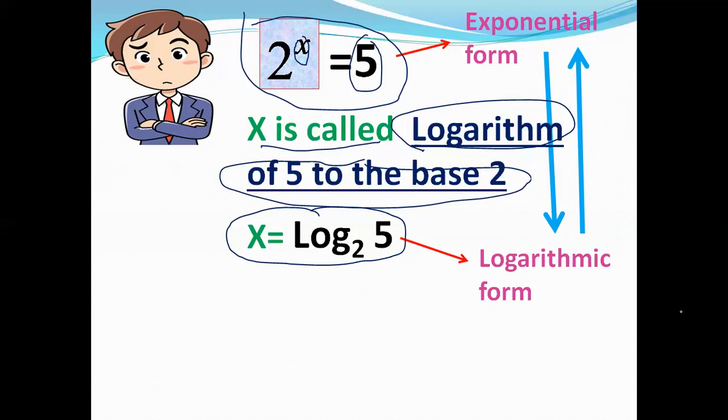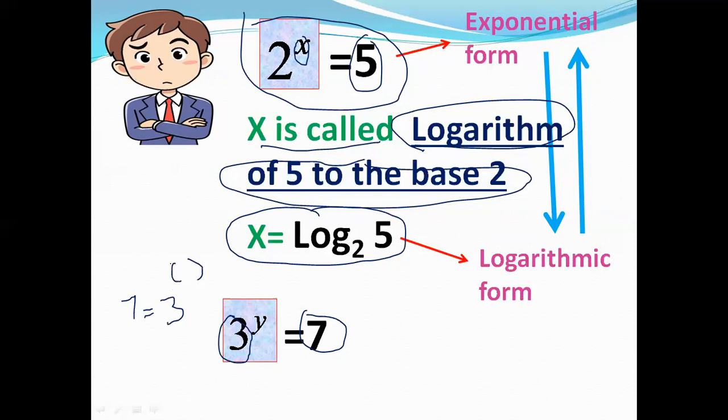If I take one more exponential form, 3 power y is equal to 7. Here, how many times do we multiply 3 by itself to get 7? That means we have to write 7 as a power of 3. Actually, we cannot write 7 as a power of 3. So in this case also we use the logarithm.